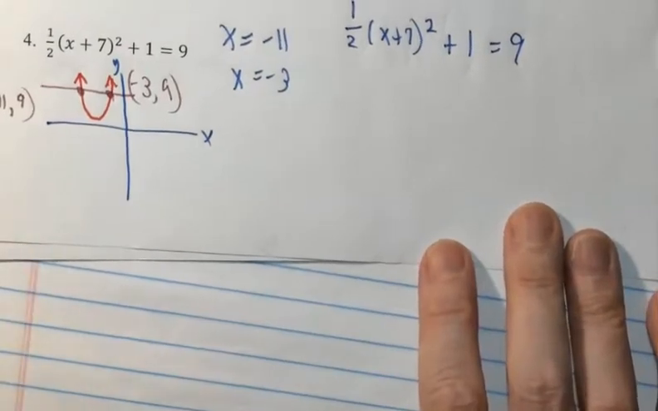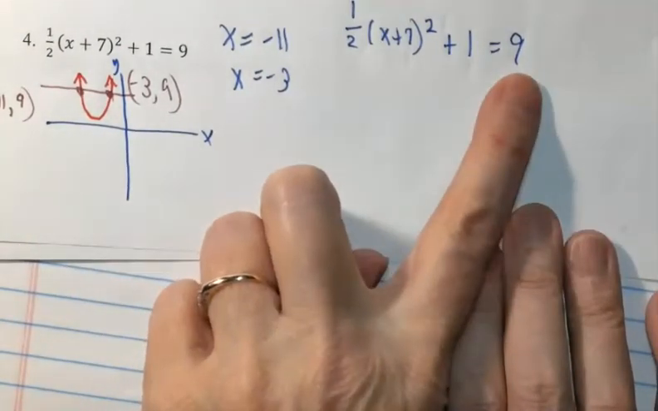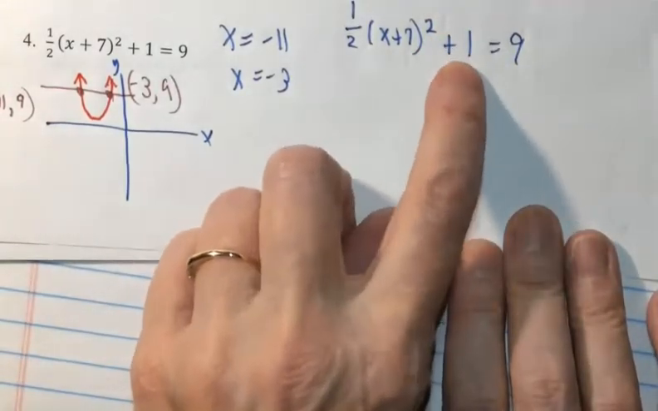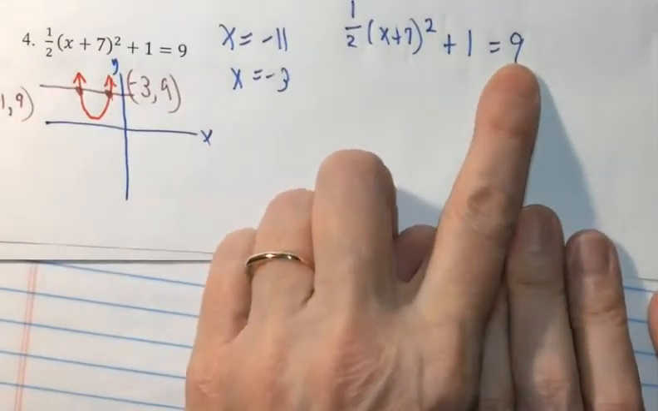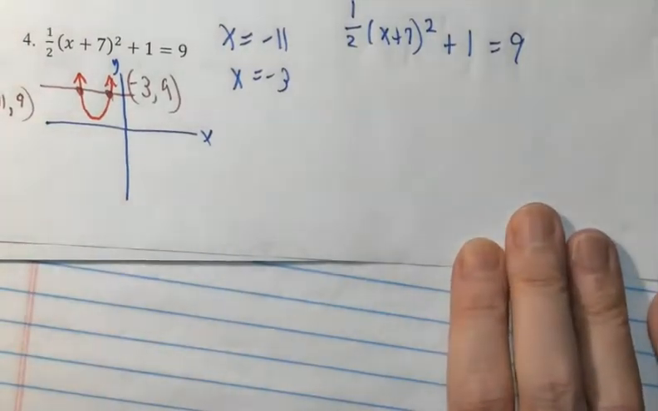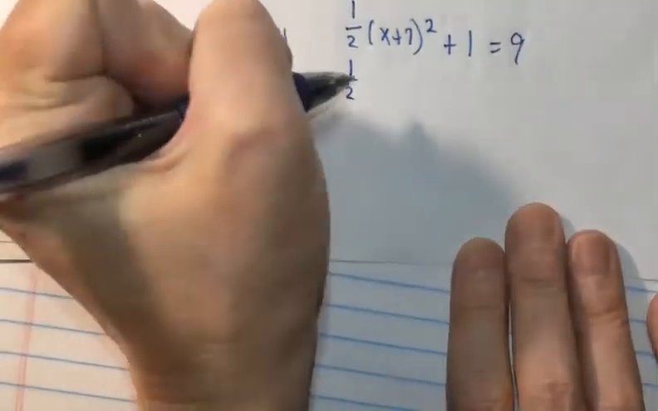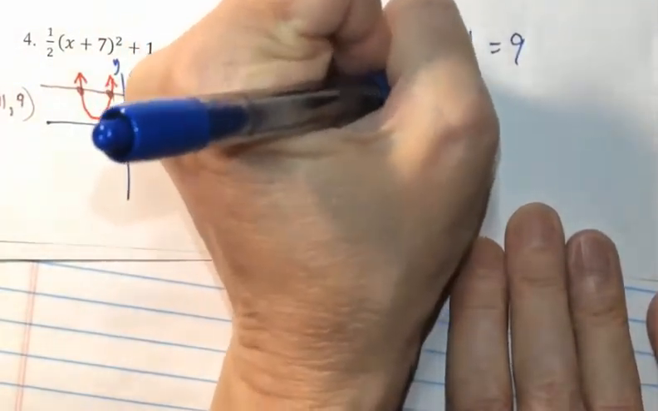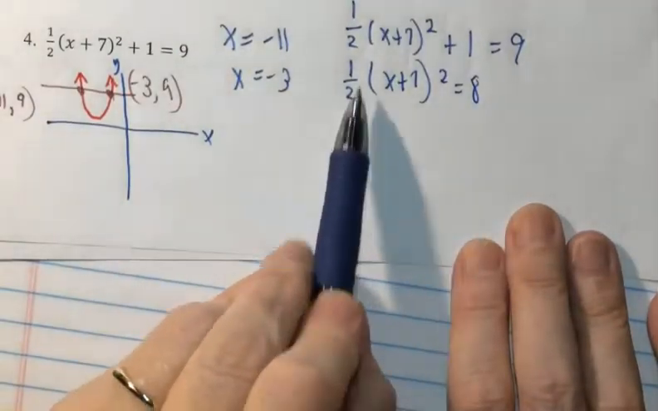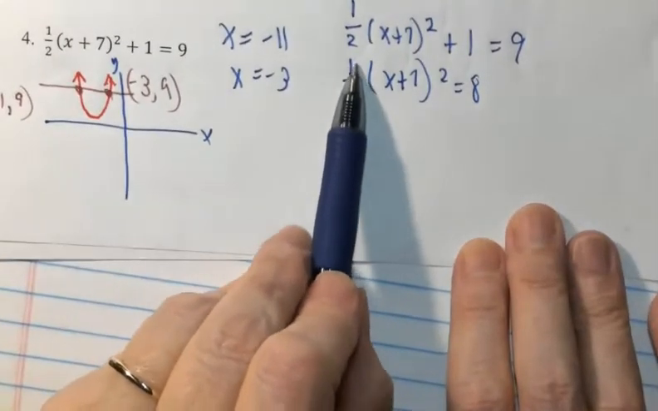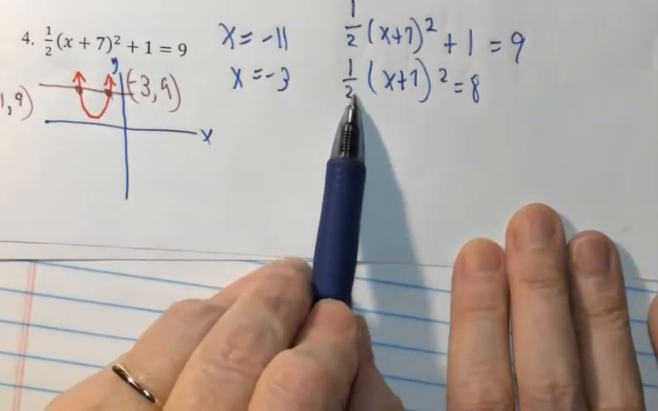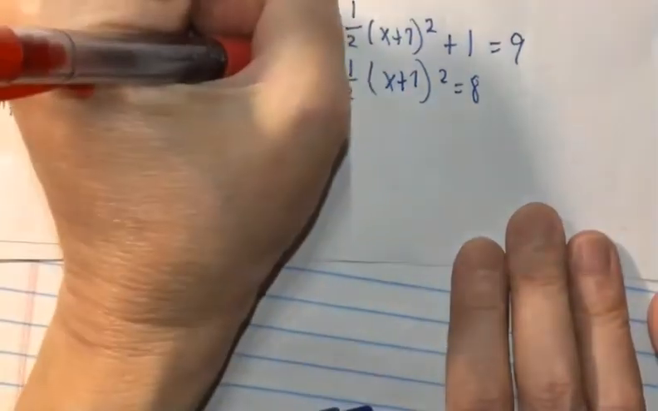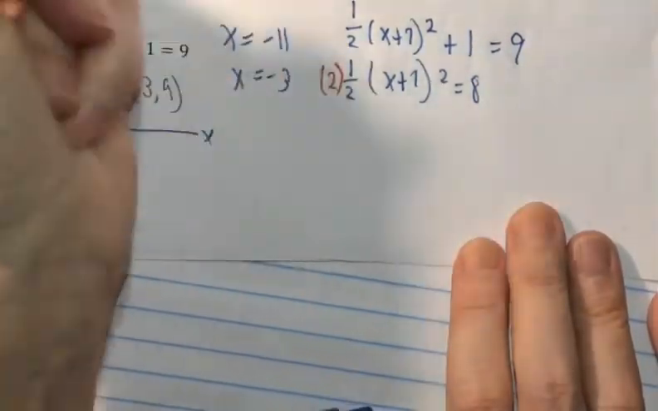All right, so step 1, I'm going to subtract 1 from both sides of this equation. So this 1 will disappear basically when I subtract 1, and this 9 will become an 8. So the next step will be 1/2 times x plus 7 squared equals 8. Now here I'm dividing by 2, because when you multiply by 1/2, you're actually dividing by this 2. So I think I will write this step. I'm going to multiply both sides of the equation by 2.